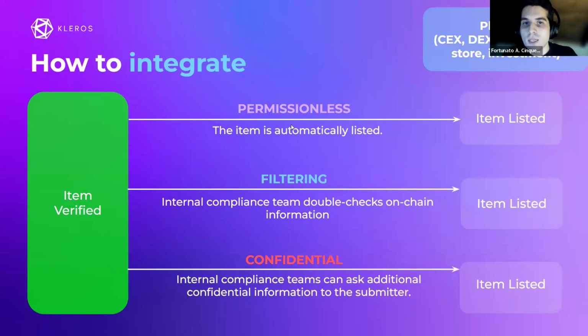The first one is in a permissionless way. Once the item is verified, it is listed straight on the platform. It's the most decentralized option.